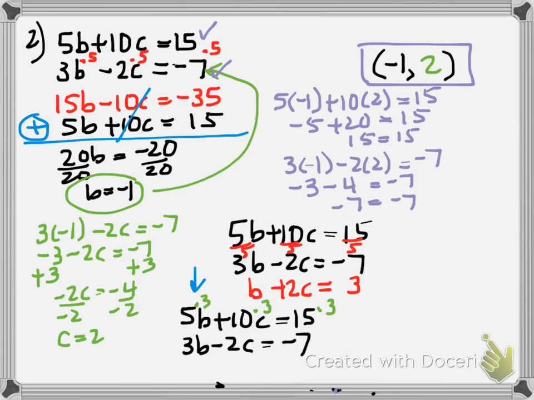Now, not only am I going to need to multiply by a value, I also need to multiply by a sign in this case, because right now the b's have the same sign, both positive. So 3 would have to get multiplied by a negative 5 to achieve the difference. So let's double check and see if that actually works out. So I get 15b plus 30c equals 45. And I get negative 15b plus 10c equals 35.